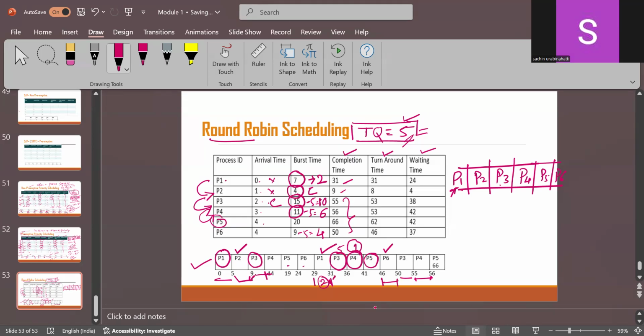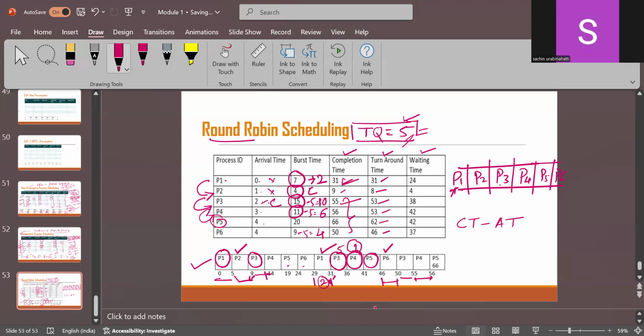Once the completion time you have attained properly, it is quite easy to calculate your turnaround time because you know the formula. The turnaround time formula is completion time minus arrival time, right? So completion time is how much for P1? It is 31. Arrival time is 0. 31 minus 0 is 31. What is the completion time of P2? It is 9. What is the arrival time of P2? It is 1. So 9 minus 1 is 8. What is the completion time of P3? 55. Arrival time is 2. 55 minus 2 is 53.